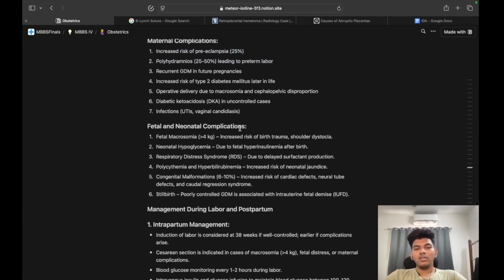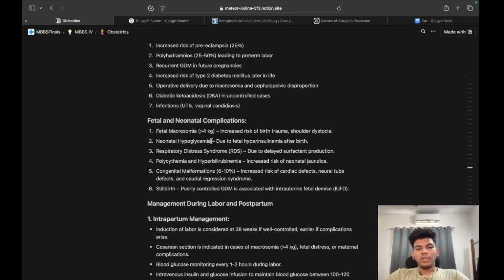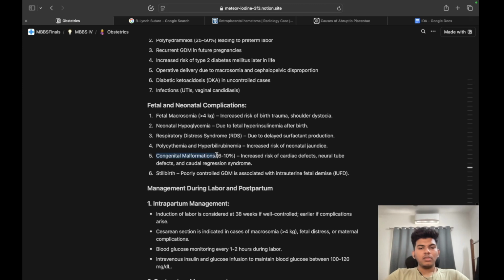Next, coming to fetal/neonatal complications. Fetal macrosomia, a well-known complication, increases the risk of birth trauma, not blood trauma, shoulder dystocia. Neonatal hypoglycemia due to fetal hyperinsulinemia after birth. Fetal hyperinsulinemia we have already seen: increased glucose in fetal blood leading to hyperinsulinemia. RDS due to delayed surfactant production, especially in diabetic cases. Polycythemia, hyperbilirubinemia, increased risk of neonatal jaundice. This one we need to check once. Congenital malformation: increased risk of cardiac defects, neural tube defects and caudal regression syndrome.